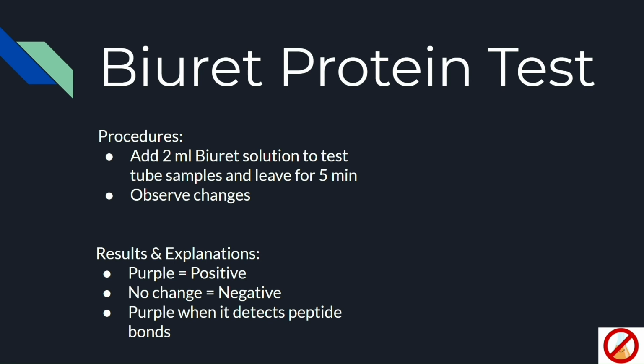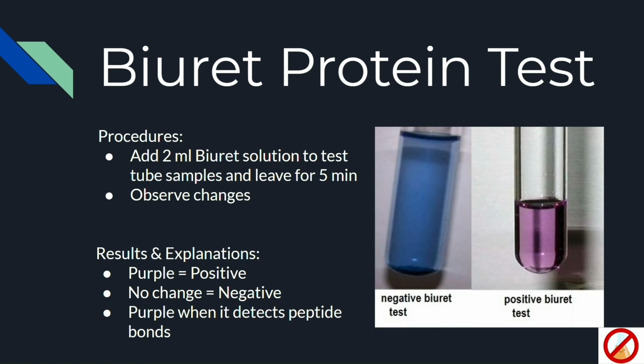The reason it turns purple is because the Biuret solution actually detects peptide bonds. If you remember what I said before about amino acid chains, between the amino acids there is a bond holding them together, and that's what we call a peptide bond. So basically, Biuret solution is sensitive to peptide bonds, and once it detects a peptide bond, it will turn purple. So it basically looks like this. If a solution contains protein, it's going to look purple like this. If it does not contain protein, it's going to look blue.